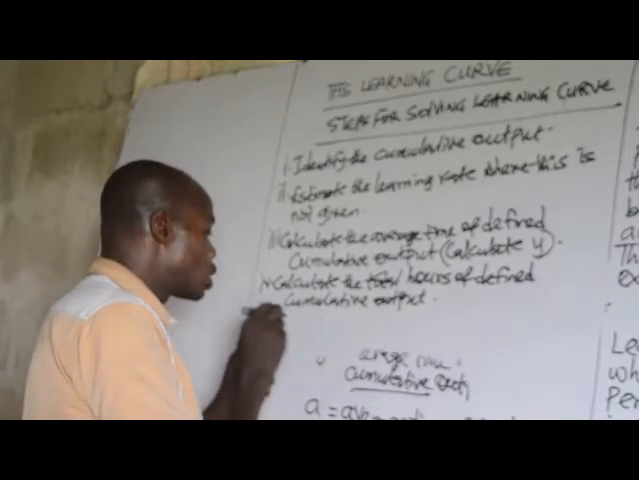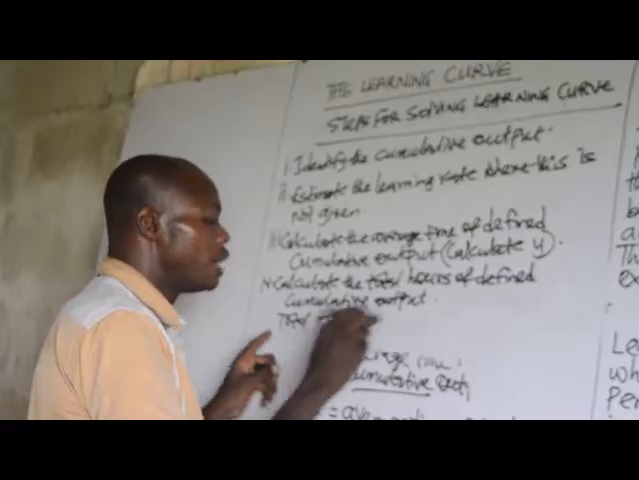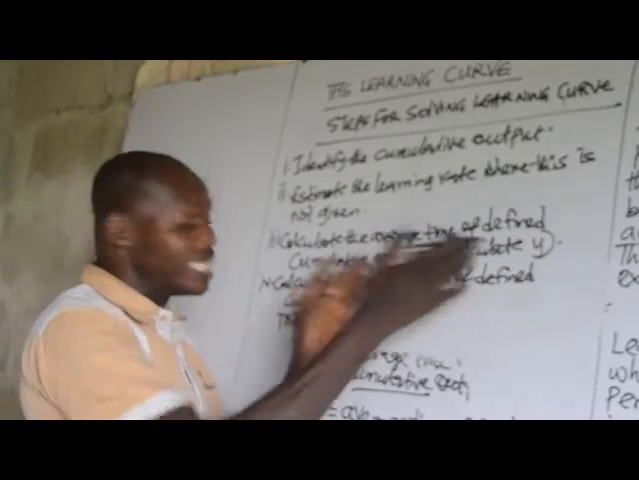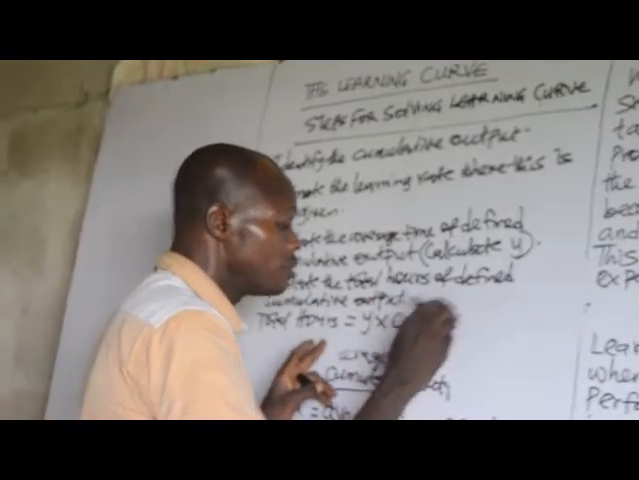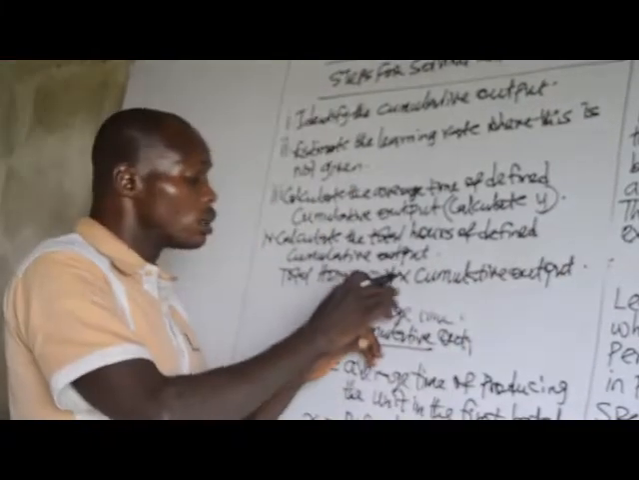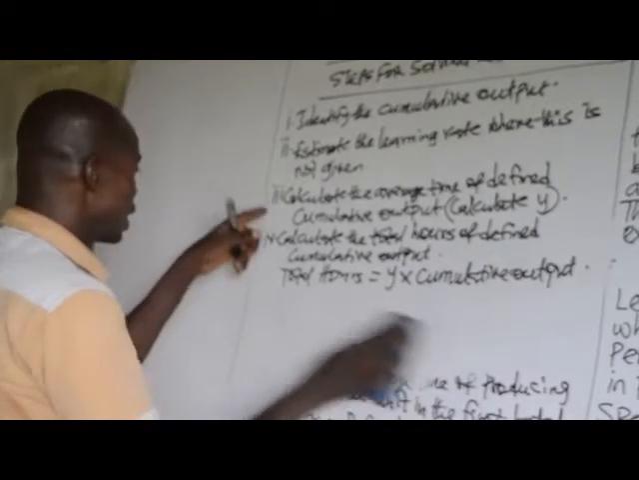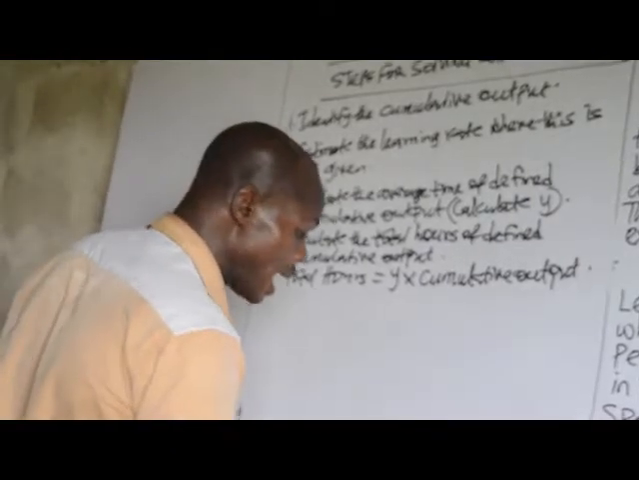To calculate this, total hours will be equal to the value of y you have estimated in step 3 times the cumulative output. Multiply the cumulative output by the value of y obtained from step 3 above.